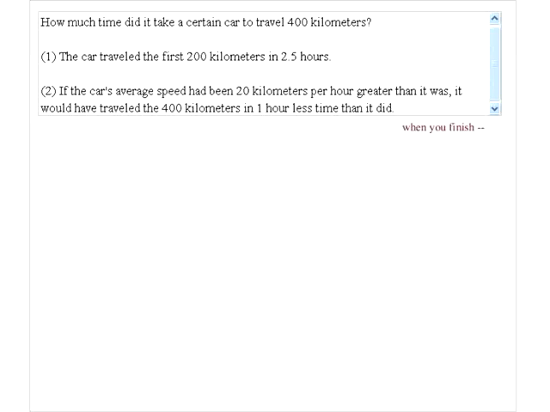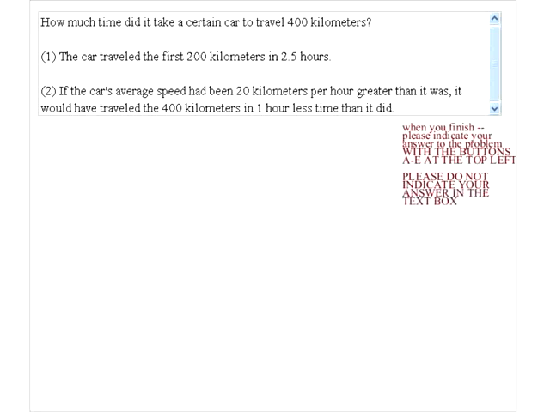When you finish, please indicate your answer to the problem with the buttons A through E at the top left. In other words, please do not indicate your answer in the text box, because everybody will see that, and that's not what we want. We want your answers to be private. So I'll give you a timer for about 2 minutes, and we'll see how we do. Go for it.